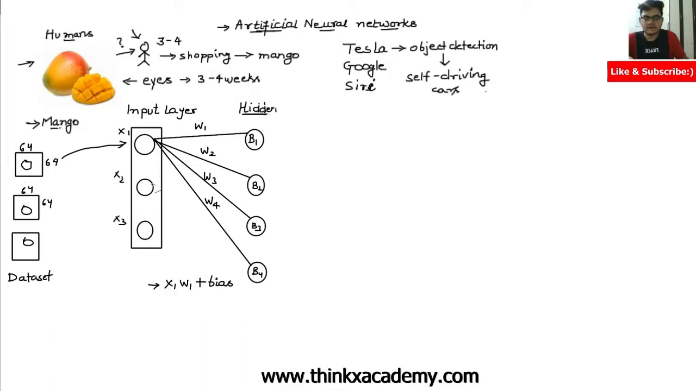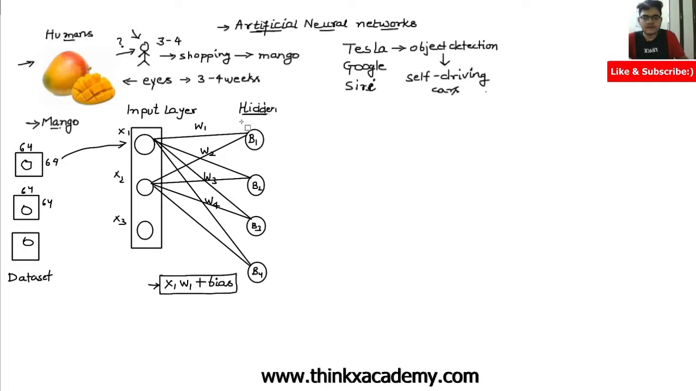Again, X2 will make a channel to this node and this node, and similarly it will make a channel with all the nodes. Here also we will have some weights on these channels, right? And similarly, for the X3 node we will also have some channels with some weights. Now we perform this operation, which is x1 multiplied by the weight, and we add some bias and we get this hidden layer. There can be more than one hidden layer also.